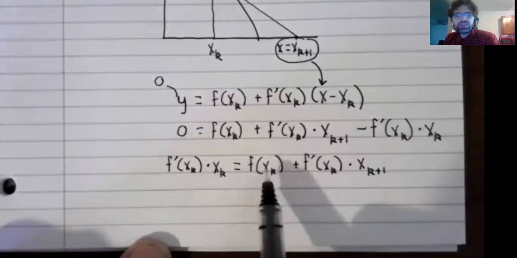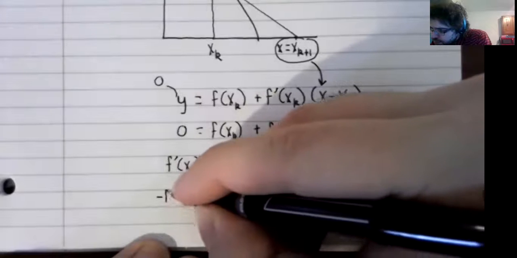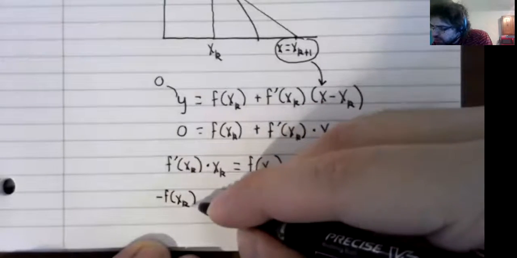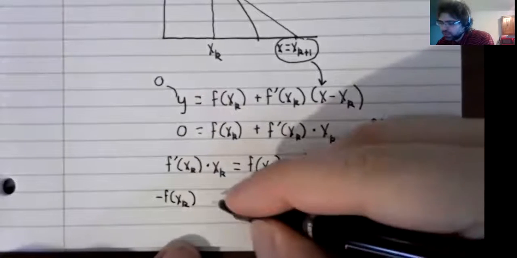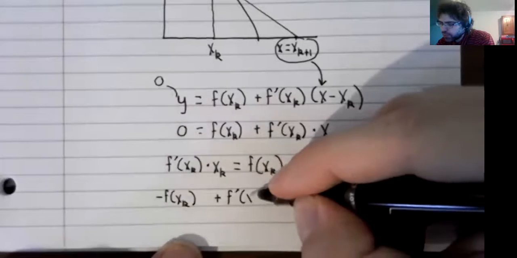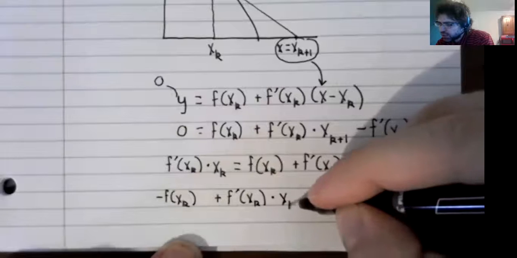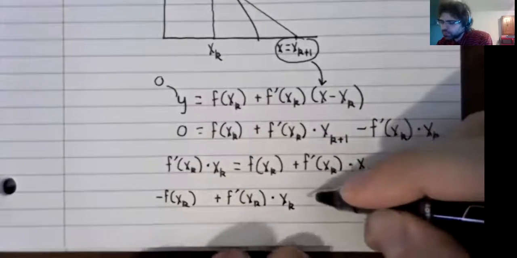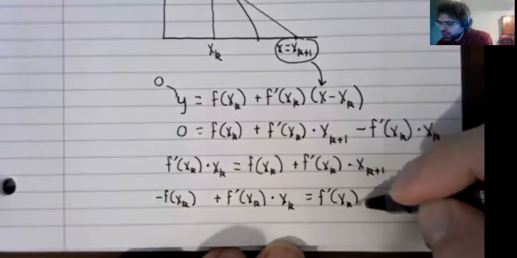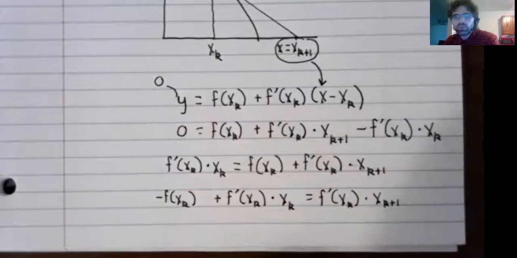Subtract this from both sides. We're running out of space, but minus f of x sub k plus f prime of x sub k times x sub k equals f prime of x sub k times x sub k plus 1.